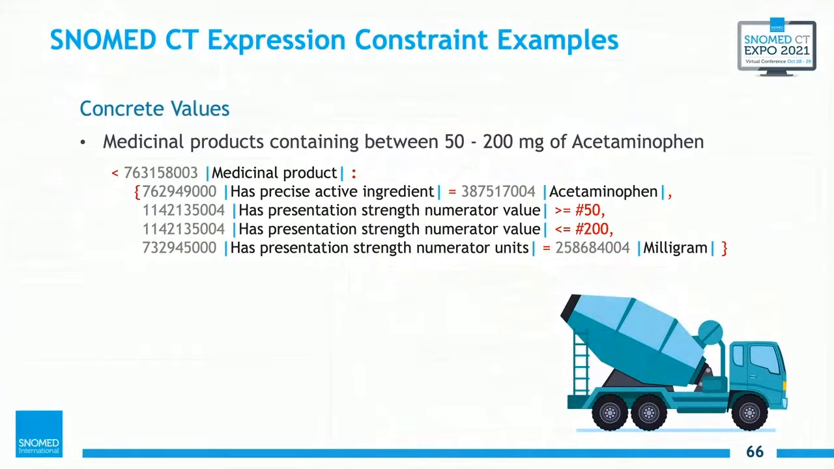And this creates some interesting opportunities for ECL queries which use mathematical operators. For example, we can use this query to find all the medicinal products which contain no less than 50 milligrams and no more than 200 milligrams of acetaminophen. And note that we have specified the units as part of the ECL query.